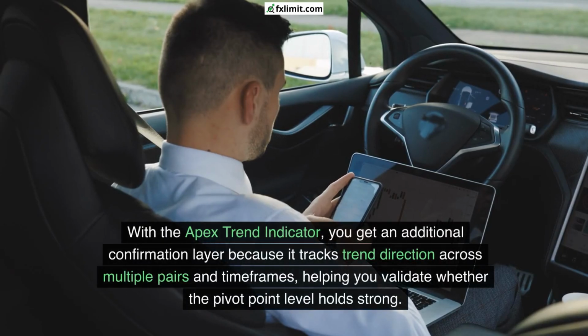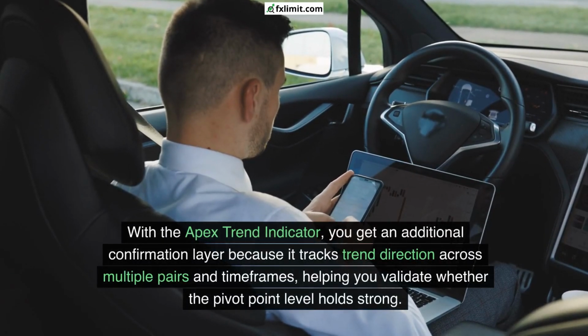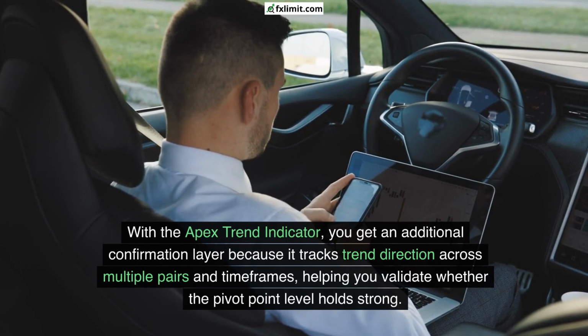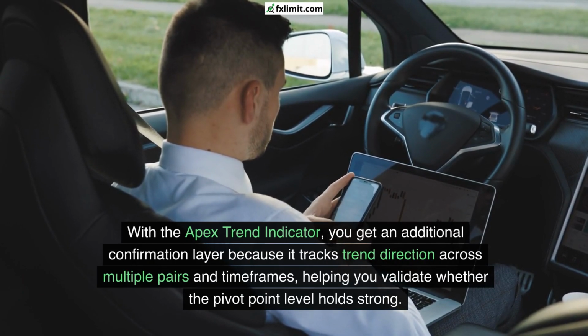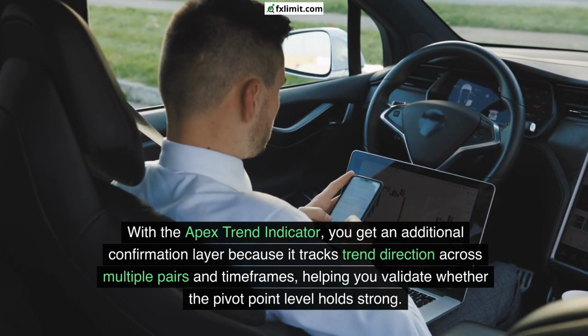With the Apex Trend Indicator, you get an additional confirmation layer because it tracks trend direction across multiple pairs and timeframes, helping you validate whether the pivot point level holds strong.